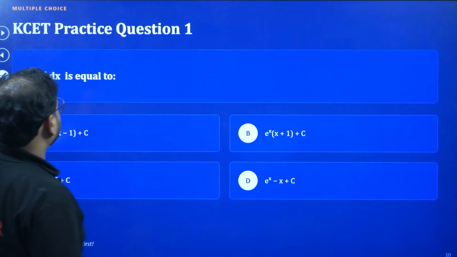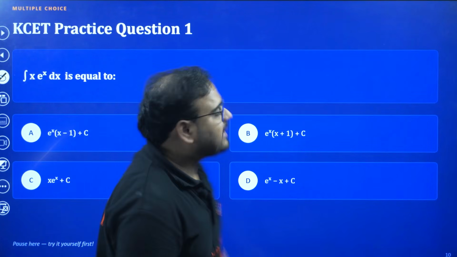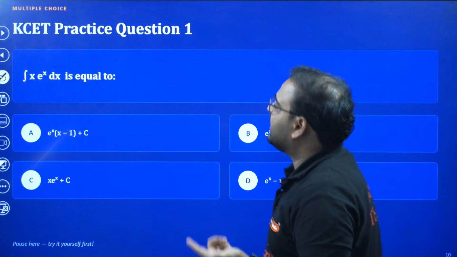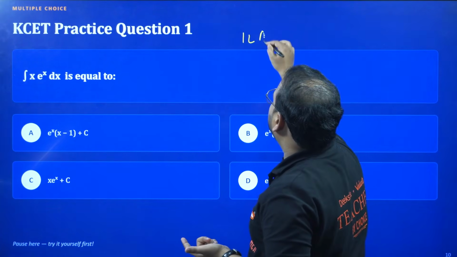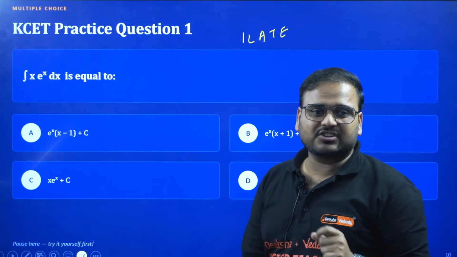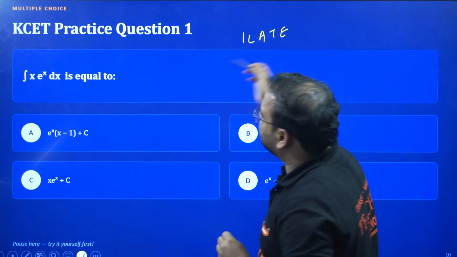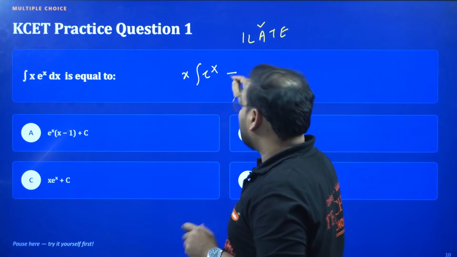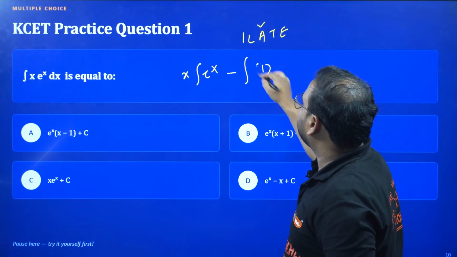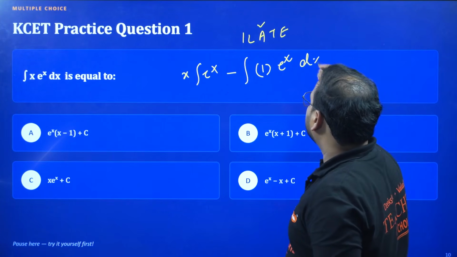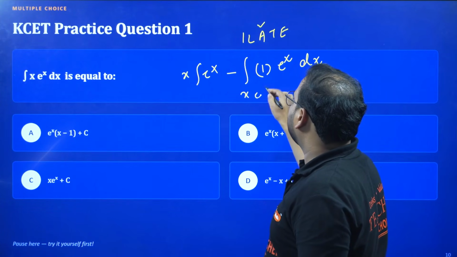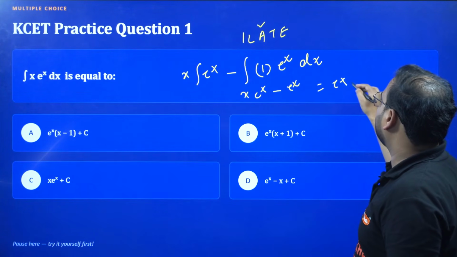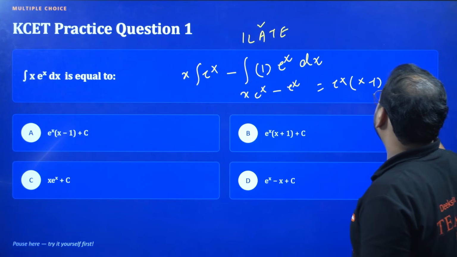Okay, let's look at some questions. x e power x dx. What is this going to be equal to? Which form is this? We'll have to write the ILATE condition first. We have algebra and exponential, and algebra has the preference. So I'll keep x as it is, integrate e power x, minus differentiate x. You're going to have 1, and e power x integration is e power x only. Continue, you'll have x e power x minus again e power x. Take e power x common, you'll have x minus 1 plus c.